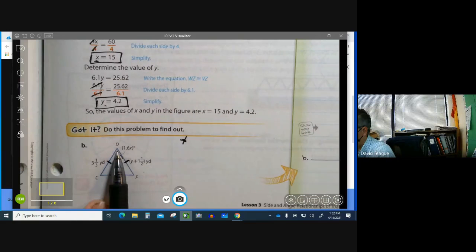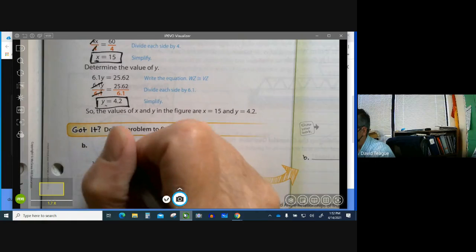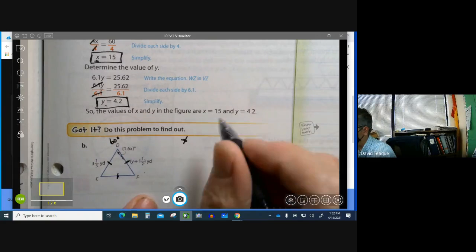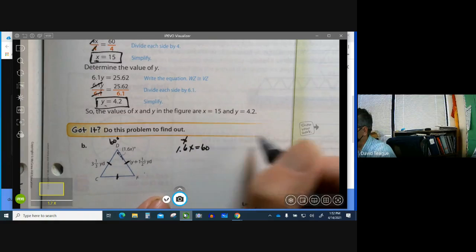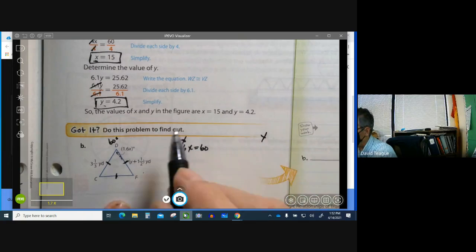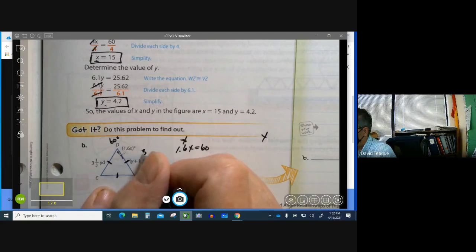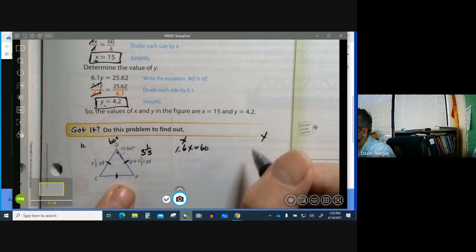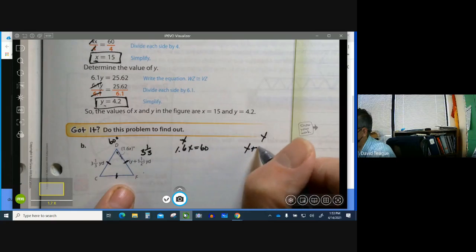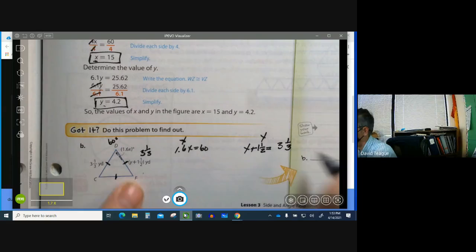So where's x? X is this angle right here. Since it's an equal angular triangle, we know this has a value of 60 degrees. So we know that 1.6x is equal to 60. And our formula for y, where's y? Here you go. We know that this side also is equal to 3 1/3. So our formula for y is y plus 1.5 is equal to 3 1/3.